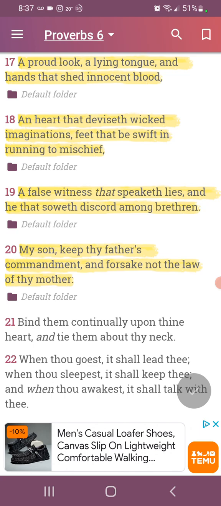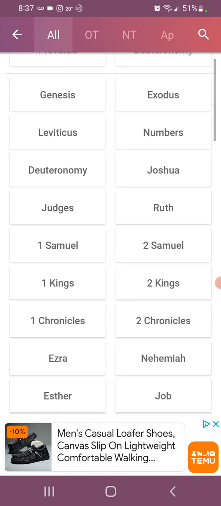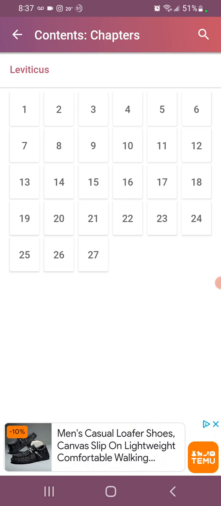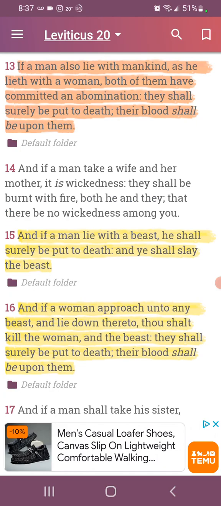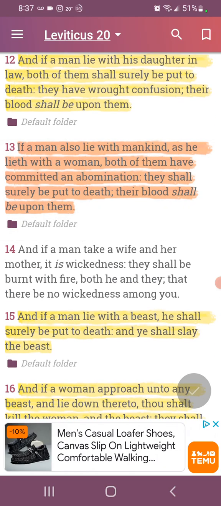So let's go back to the book of Leviticus, right? This is the book of Leviticus, chapter 20 and verse 13, right? And it reads: if a man also lie with mankind, as he lieth with a woman, both of them have committed an abomination. They shall surely be put to death. Their blood shall be upon them. So this is the book of Leviticus, which is the law found in the first 5 books, saying that man shall not lie with mankind as he would with a woman. Kind of speaks for itself, right?